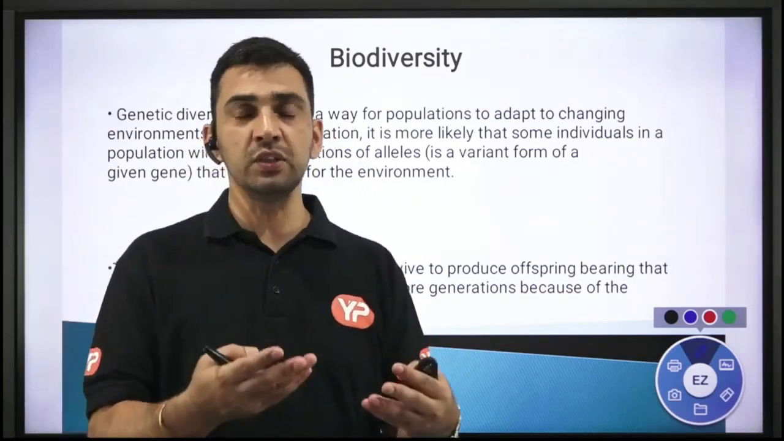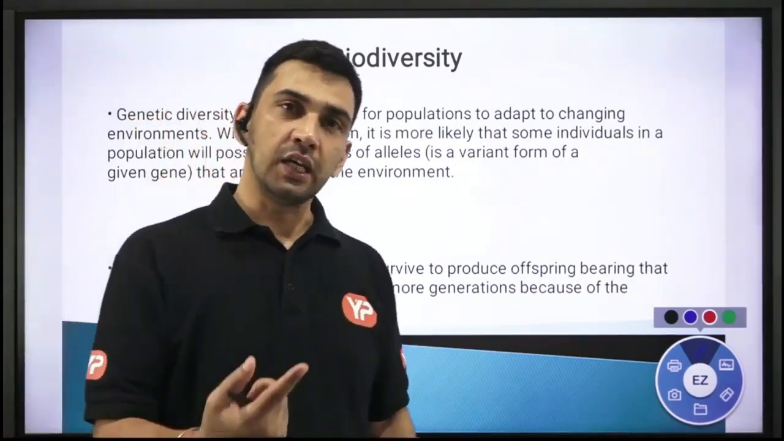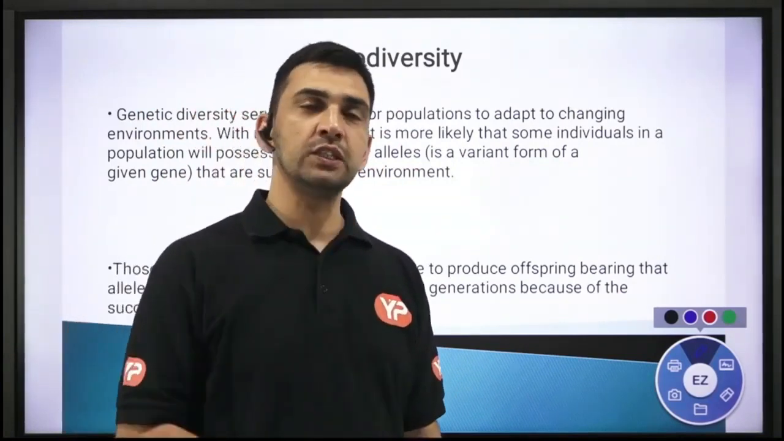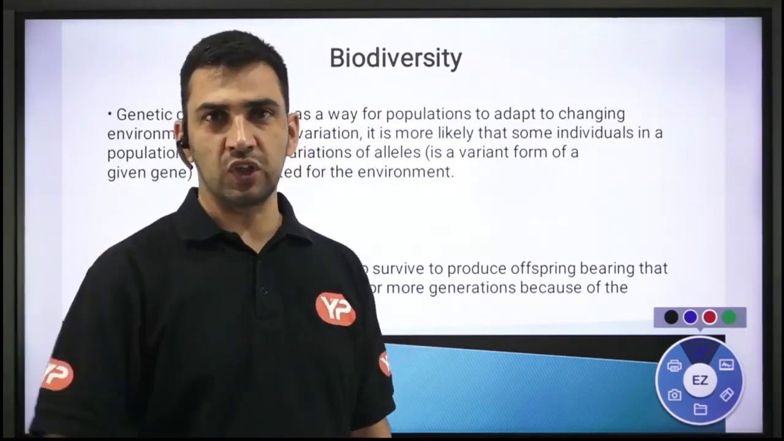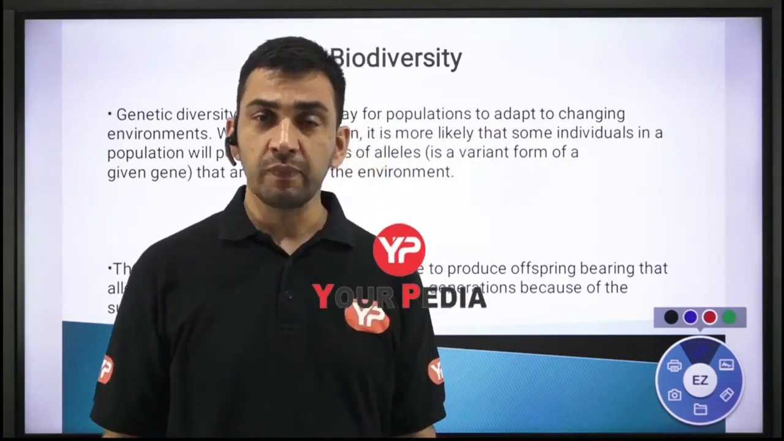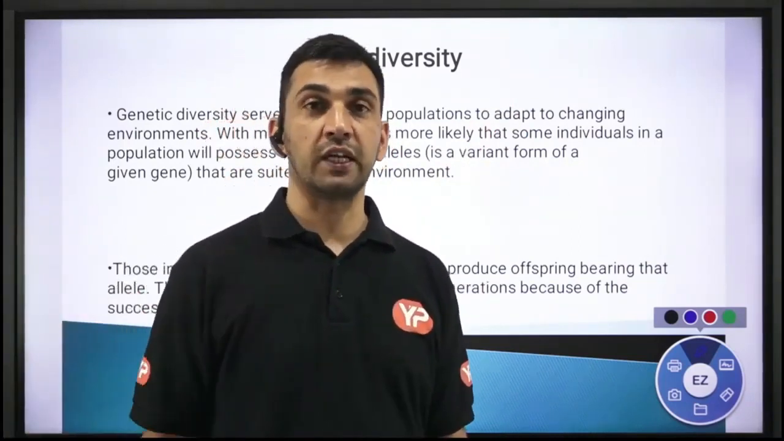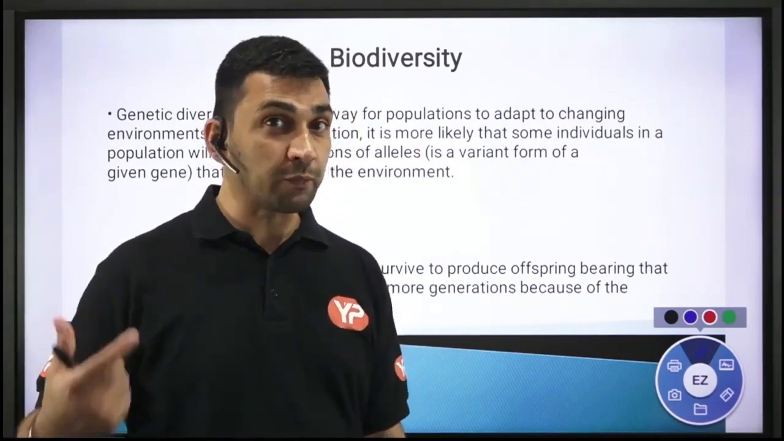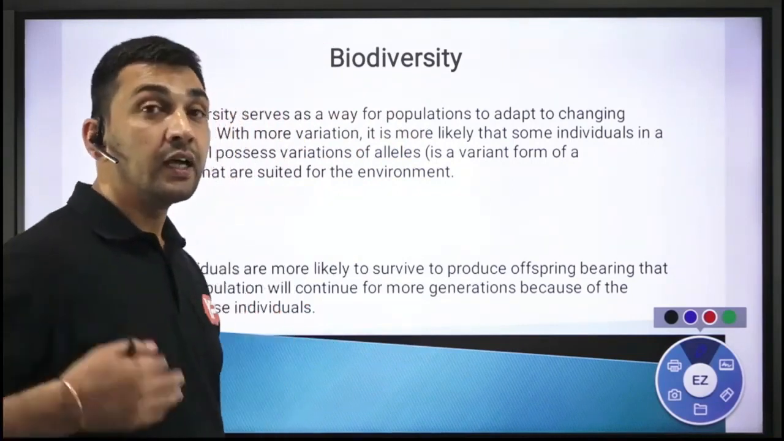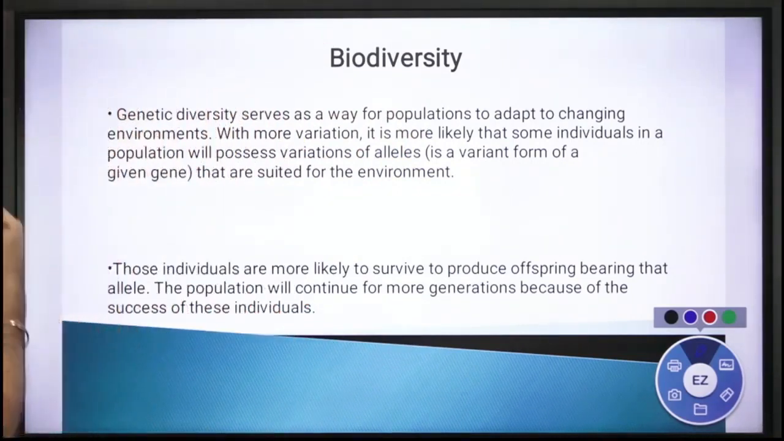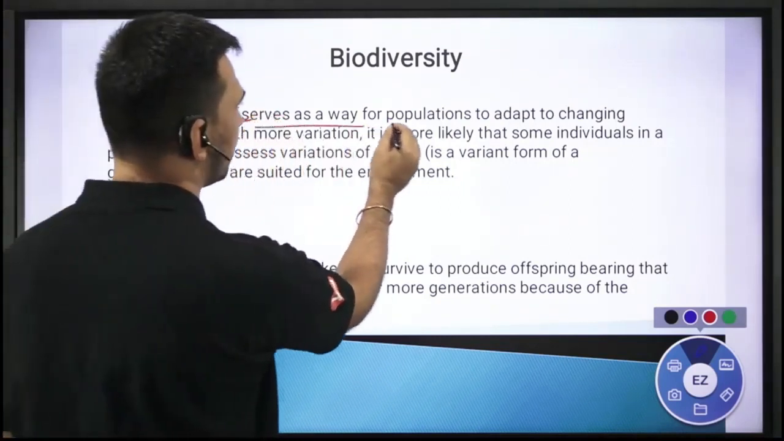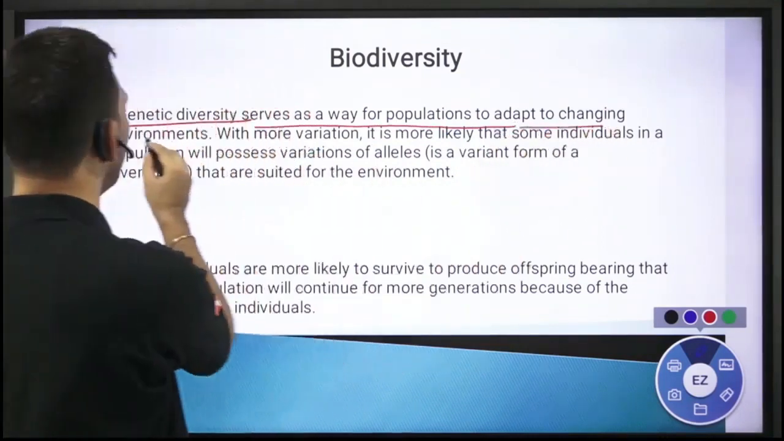Why did that happen? If all members of the species had the same genes, let us say only one single gene, and if that gene could not tolerate the change in climatic conditions, then the whole population might have vanished. But since you have those different kinds of genes, some members of that population may be able to survive, and that is how you get the advantage of this genetic biodiversity. So genetic biodiversity serves as a way for populations to adapt to changing environments, right?